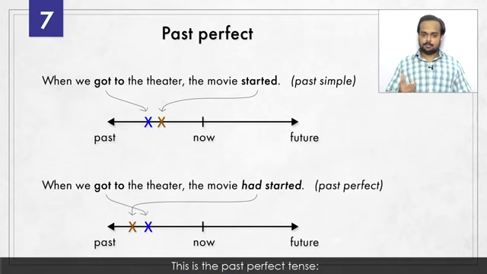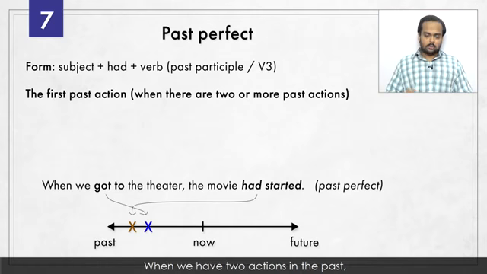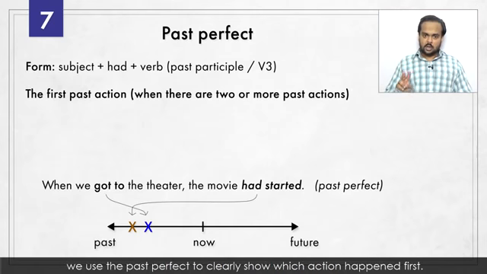This is the past perfect tense. We make it with a subject plus had plus a verb in past participle or V3 form. When we have two actions in the past, we use the past perfect to clearly show which action happened first.